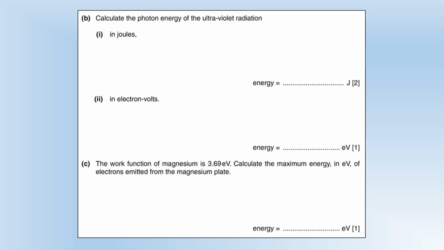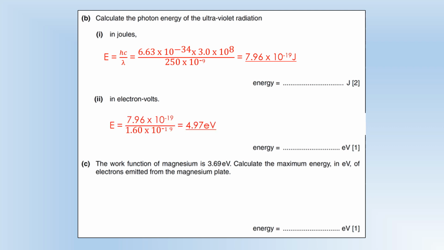Calculate the photon energy of the ultraviolet radiation in joules. So we're just going to use this equation here with our wavelength of the radiation, and that gives us our energy. To turn that into electron volts, we're just going to divide that by the 1.60 times 10 to the minus 19 joules. That is what 1 electron volt is. That gives us our electron volts.